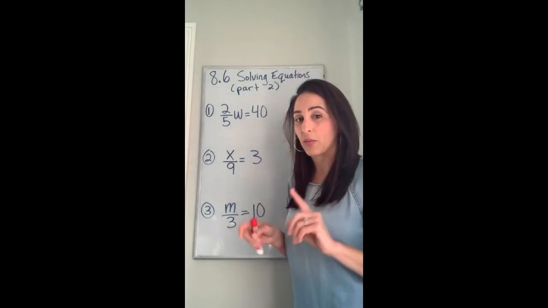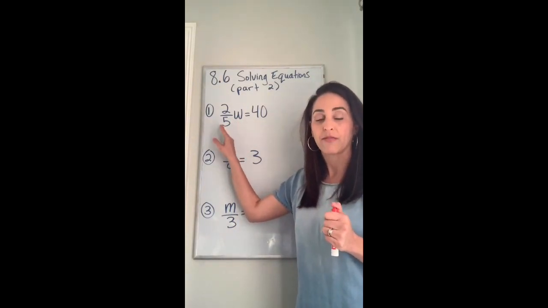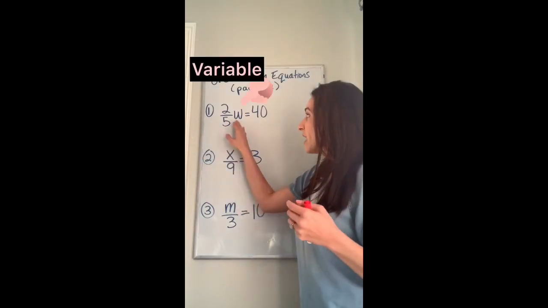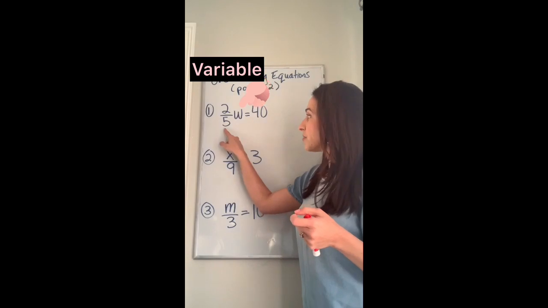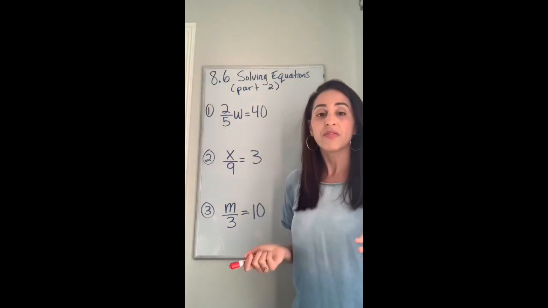In video part 1, we wrapped it up with a problem that looks like this, where you saw a fraction in front of a variable. That fraction in front of the variable is called the coefficient. And we have this variable W. This fraction times a mystery number is supposed to equal 40. So let's find out what it is.